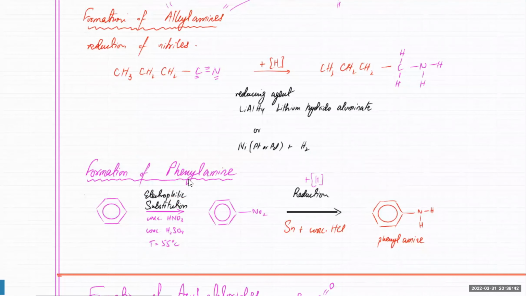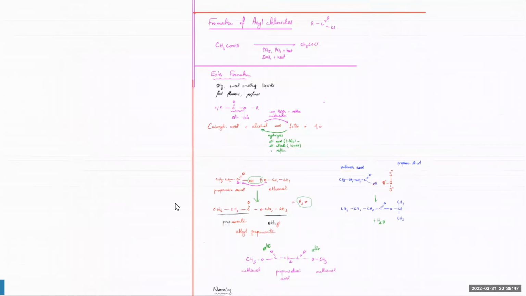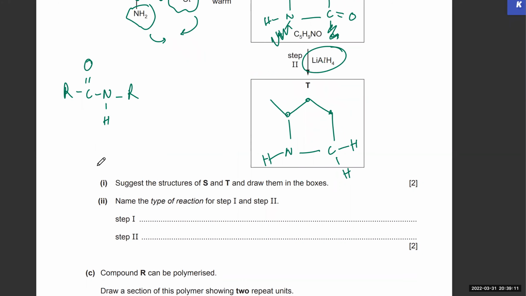So remember this. Whenever you have an amide, okay, remember it's not a ketone. Whenever you have this thing, this thing turns into a CH2 group. That's it. Okay, is that clear? So step 2 is reduction, and step number 1 was condensation or elimination.